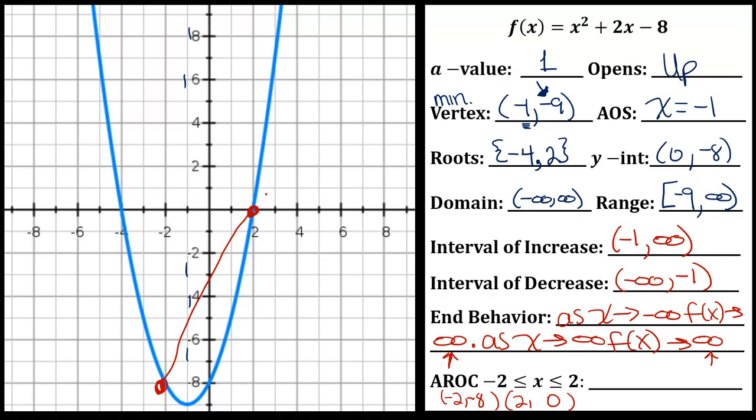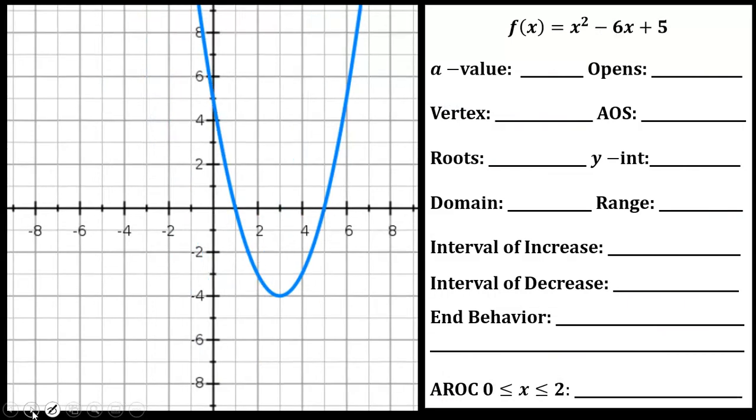Here's my nice straight secant line. And so we do the rise first. 1, 2, 3, 4, 5, 6, 7, 8. And over to the right, 1, 2, 3, 4. So we have 8 over 4, which simplifies to 2.